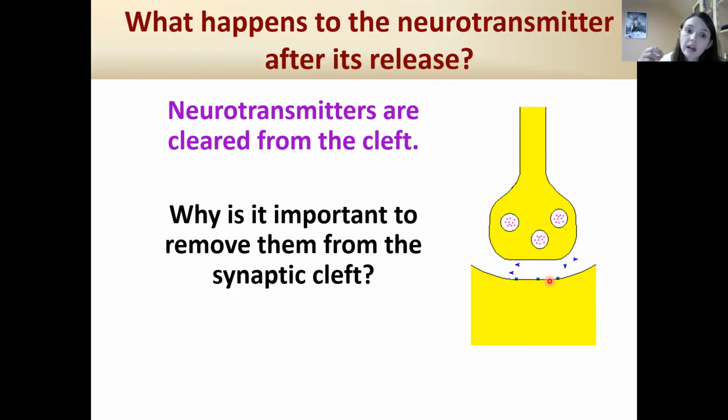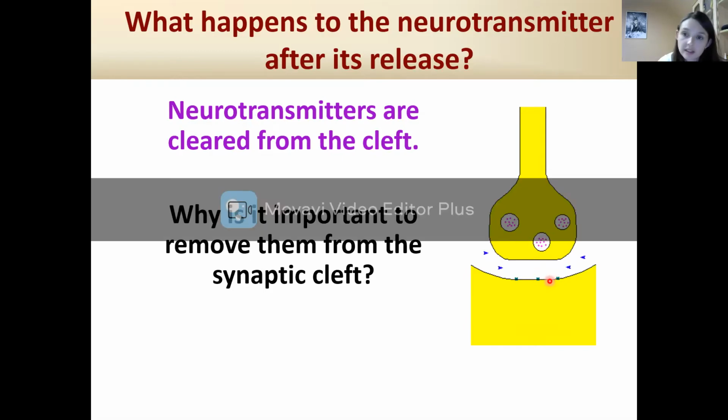The neurotransmitter could not act for the whole period of time. So it should stop its action. It should stop its effect. So how will this happen?